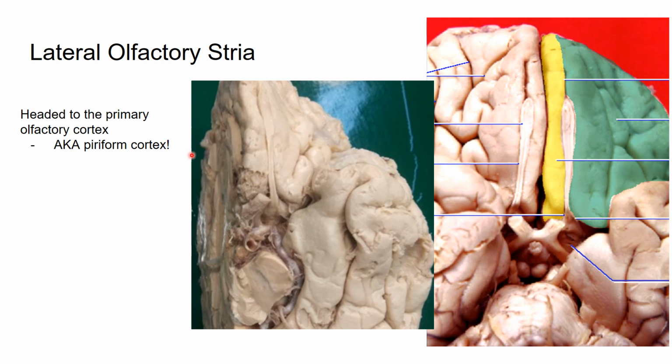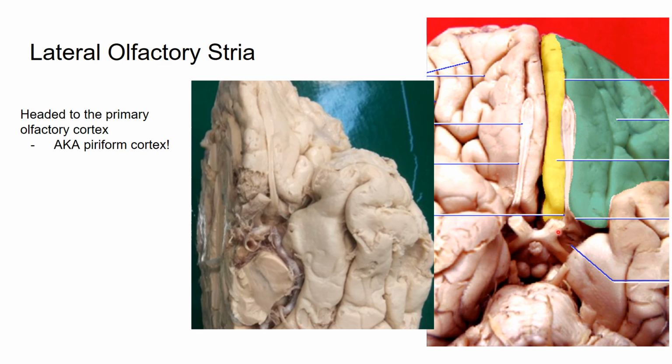And where is the piriform cortex? It is that anterior-most tip of the parahippocampal gyrus. So here's that gyrus, here's our uncus, here's our piriform cortex, and look, our lateral olfactory stria is headed right for it. Literally going straight towards it.